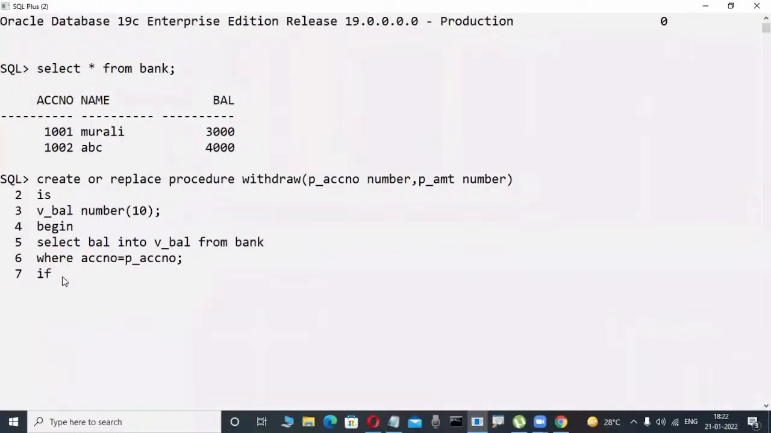Whenever I'm inserting an ATM card, I try to withdraw 9,000, as in the previous case. That is the amount. Logically observe here, not the coding: if the amount is less than the available balance, then I want to affect that in the database. Update table name, set balance equal to balance minus p_amount. Something like that is the coding.